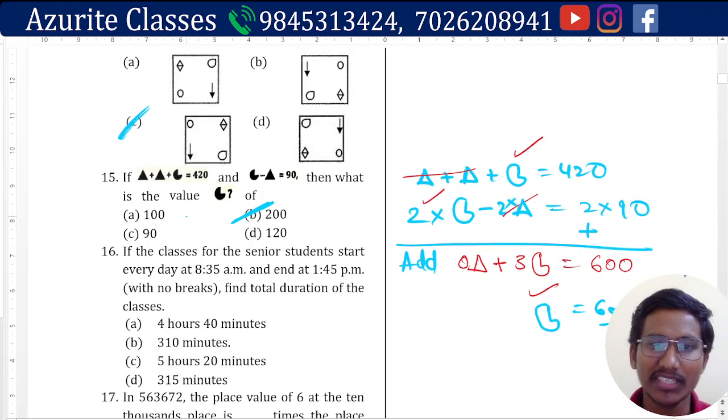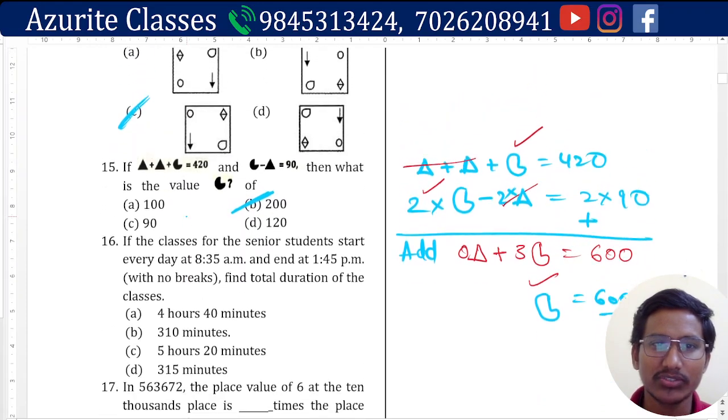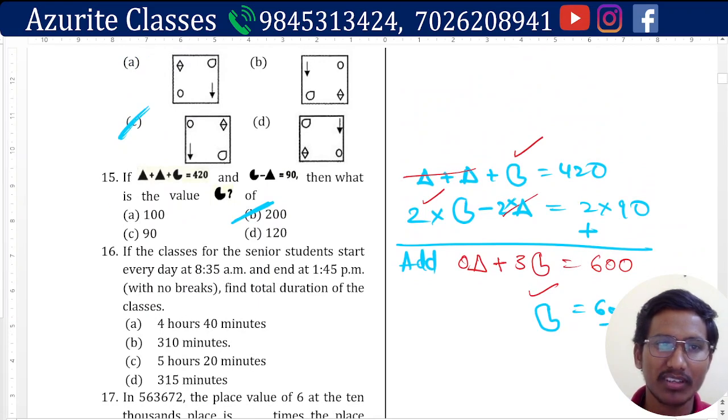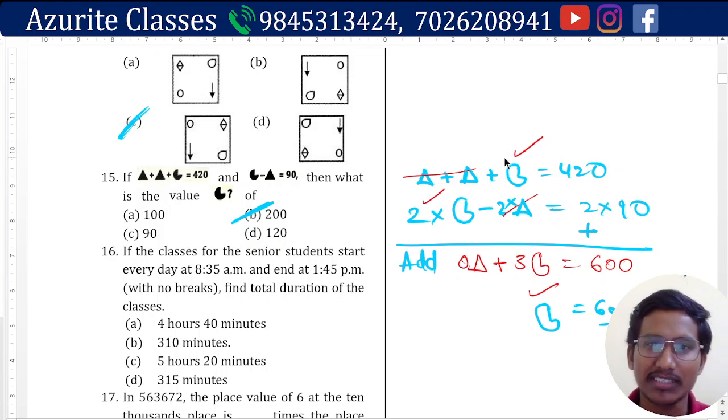Next, the 15th question. What is the 15th question here? If you see, this is given as 420, this is 90. If you subtract those two, we have to find the cut part of the circle. Two triangles are given here, and then one semicircle, that is a circle. So 1/4 is not there, 3/4 is there.